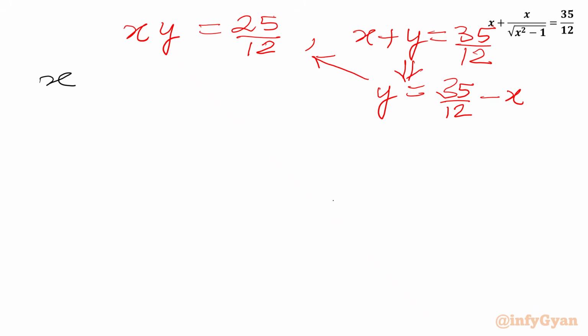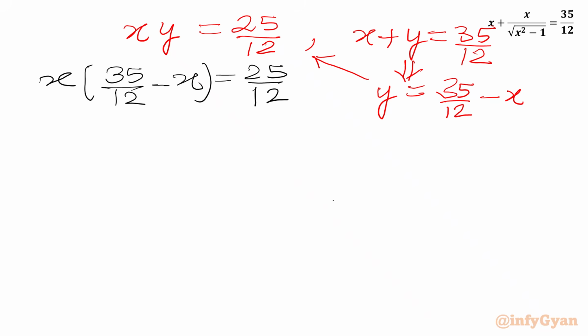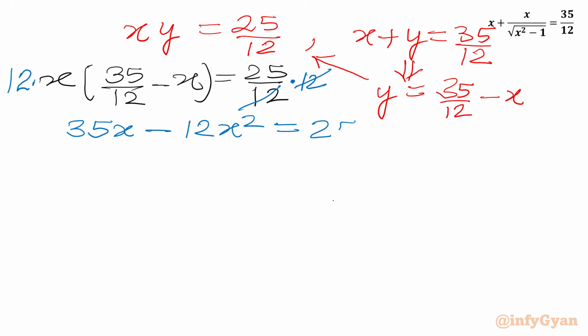I will write x times y. y is 35 over 12 minus x. In RHS, we have 25 over 12. Now we'll multiply 12 on both sides so that the denominator 12 will get cancelled out. So let me write times 12. So the denominator 12 will go away from the right hand side. In LHS, we will write 35x minus 12x square equal to 25.